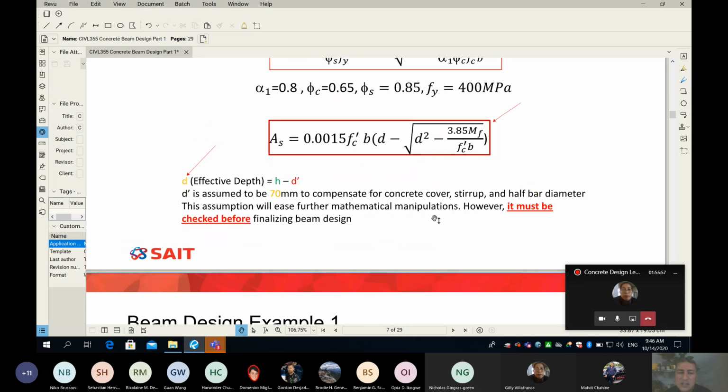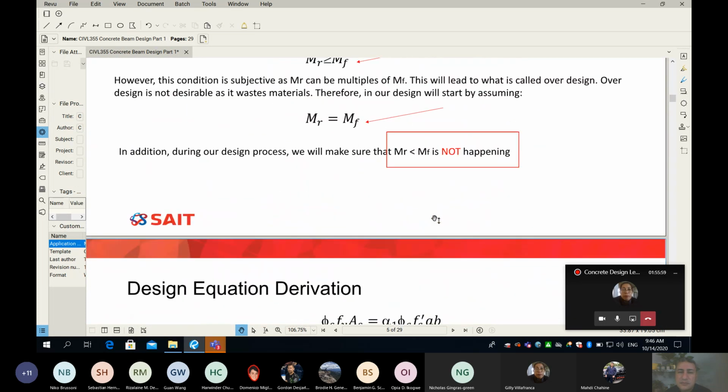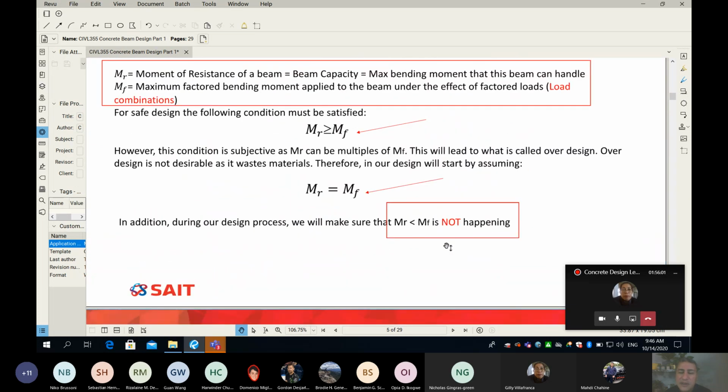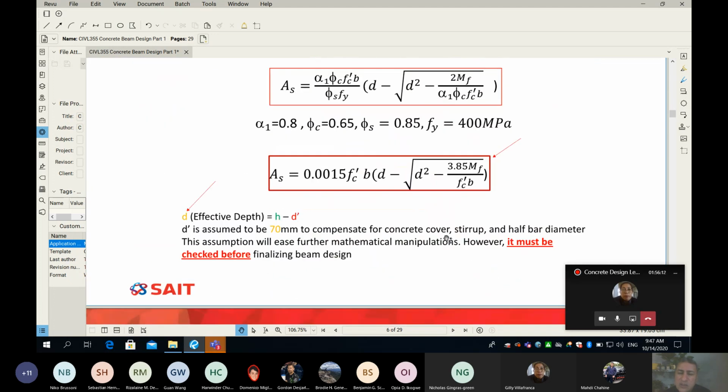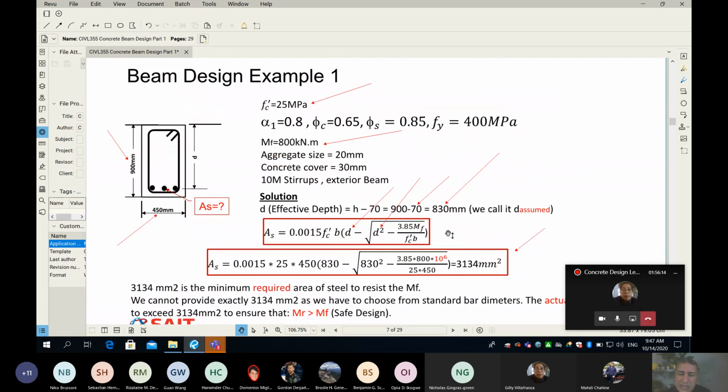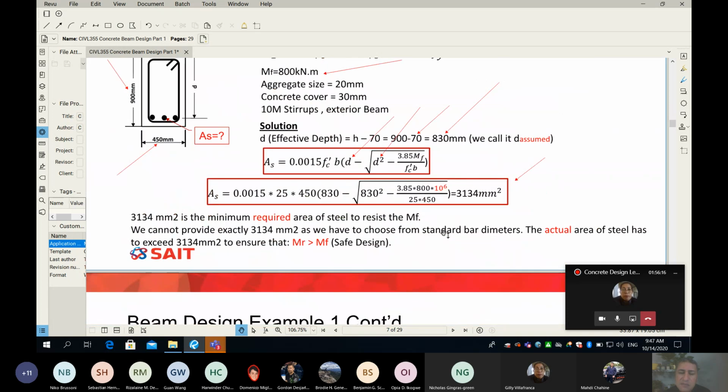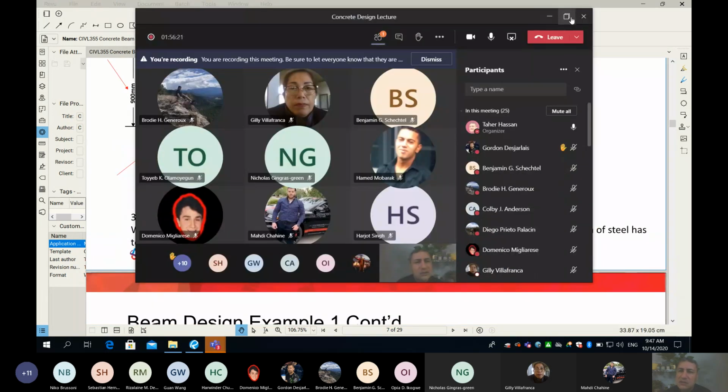And that's exactly what I said here. When I choose the actual area of steel, it has to be more than the minimum area of steel by the equation. And we will do a lot of things along the way to make sure that my beam has sufficient capacity, more than the applied load. Guys, so far, do you have any question?